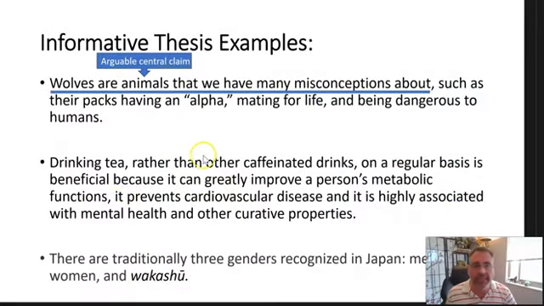So look at this next one. Drinking tea rather than other caffeinated drinks on a regular basis is beneficial because it can greatly improve a person's metabolic functions. It prevents cardiovascular disease and is highly associated with mental health and other curative properties. So here we go. Central claim is drinking tea on a regular basis is beneficial, right? So I put this part different because it's not really necessary for you to understand the actual central claim. Drinking tea on a regular basis is beneficial.